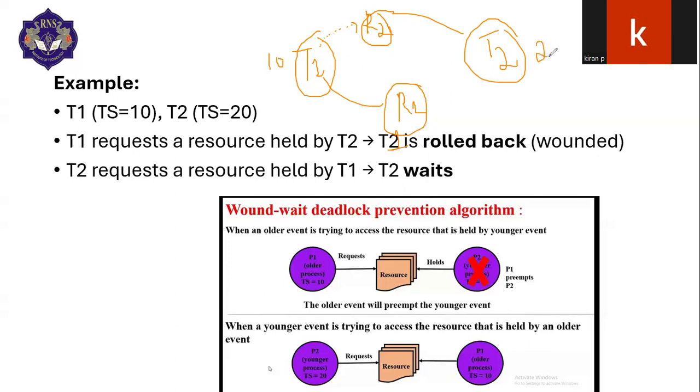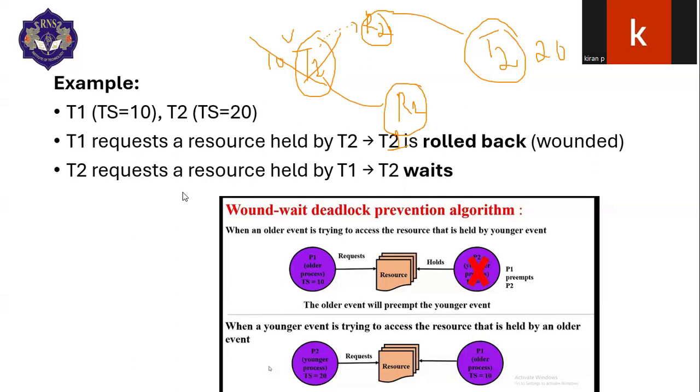T2 has started at 20. So which one is older? T1 is older. So you request, fine. It will know that it has been held by a younger transaction. So T1 gets aborted. Okay, so that's the disadvantage of using this particular methodology.